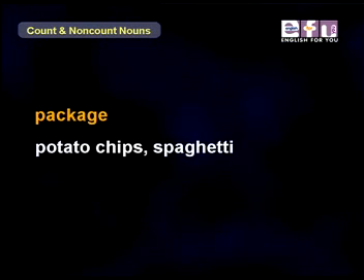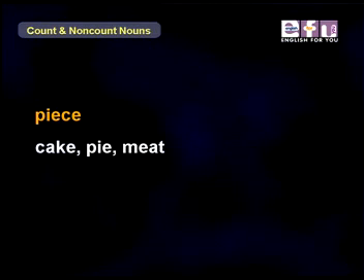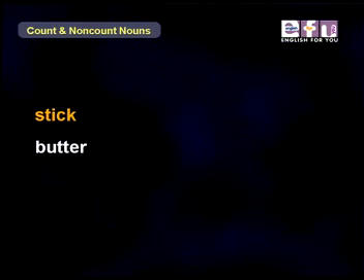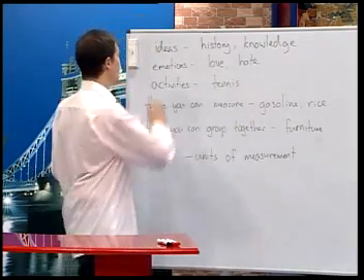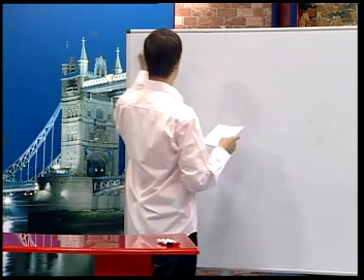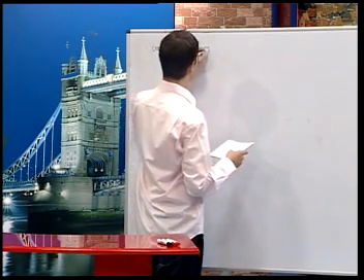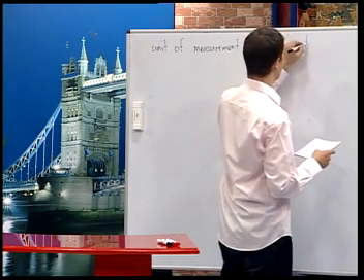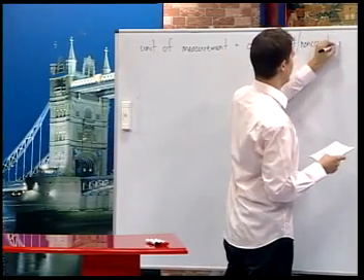Next we have a package of potato chips or a package of spaghetti. A piece of cake, a piece of pie or a piece of meat. A pound or a kilo, a pound of meat or a kilo of meat, and a pound or kilo of cheese. A roll of paper towels or a roll of toilet paper, a stick of butter, and finally a tube of toothpaste. Now these units of measurement are used this way. You have the unit of measurement plus of plus the count or non-count noun.